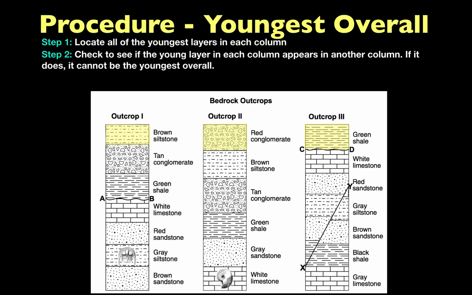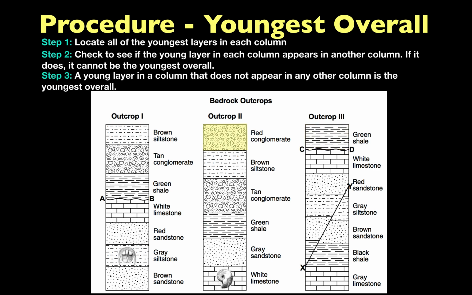So let's start with this brown siltstone. It's the youngest in outcrop 1, but it's not the youngest in outcrop 2, so it cannot be the youngest overall. I'm going to eliminate brown siltstone. Let's look at the green shale now. It's the youngest in outcrop 3, but it's not the youngest in outcrop 2, so it can't be the youngest overall. We're left with the red conglomerate.